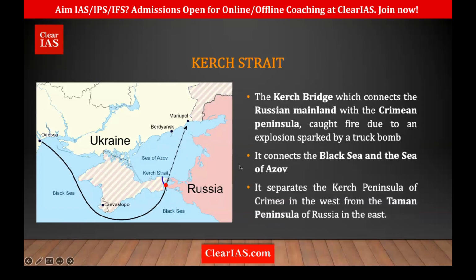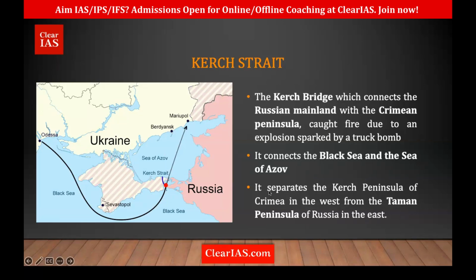And yes, this strait actually separates the Crimean Peninsula. On this side there is the Crimean Peninsula. That is, this part is also called the Kerch Peninsula. So this part is the Kerch Peninsula, this Crimea side, and this here is the Taman Peninsula of Russia. That is what is separated by the Kerch Strait.